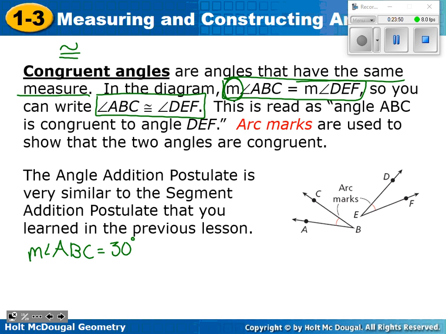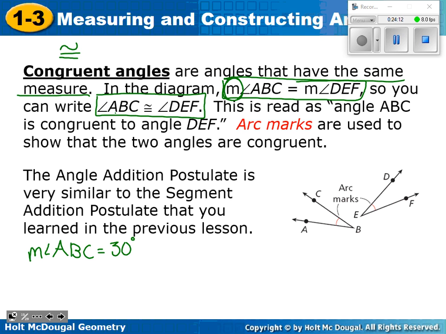What else is different between this statement and this statement, besides a little m? Okay, one of them is congruent, one of them is equal. Remember that the shapes are congruent. So if you're just naming the angles, those can be congruent. If you're talking about their measurements, those are numbers, and numbers are equal, not congruent.